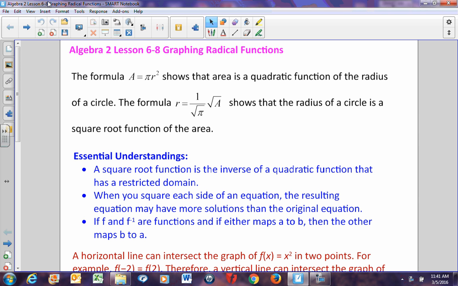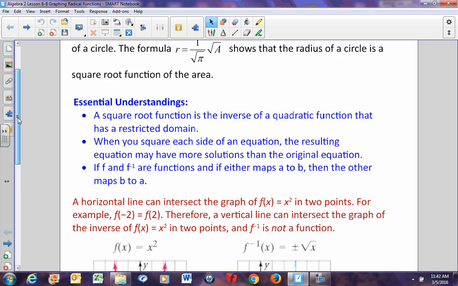What we're going to talk about today in our essential understandings: a square root function is the inverse of a quadratic function that has a restricted domain. You restrict what you can put in for your x values. When you square each side of an equation, the resulting equation may have more solutions than the original equation. And if f and the inverse of f are functions, and if either maps a to b, then the other has to map b to a.